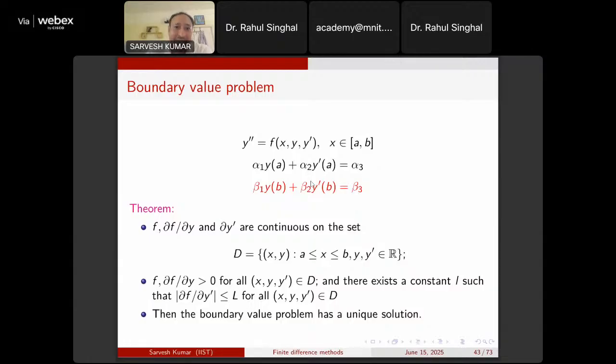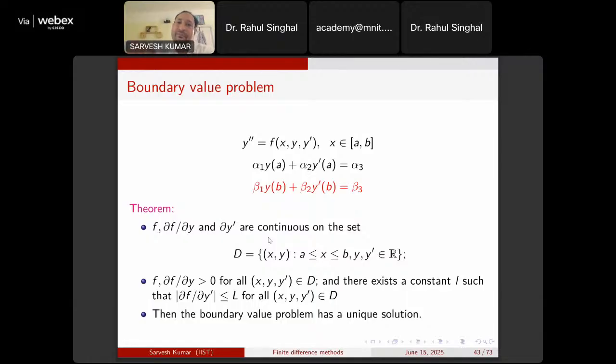Again, we should have a restriction on f. It's not easy. So, for example, in this case, if the partial derivatives of f with respect to y and y dash are continuous here, and they are positive, then this boundary value problem has a unique solution. So here life is much easier. There are no issues. With this condition on f, this problem has a unique solution. Now we have to look for the numerical solution for it.